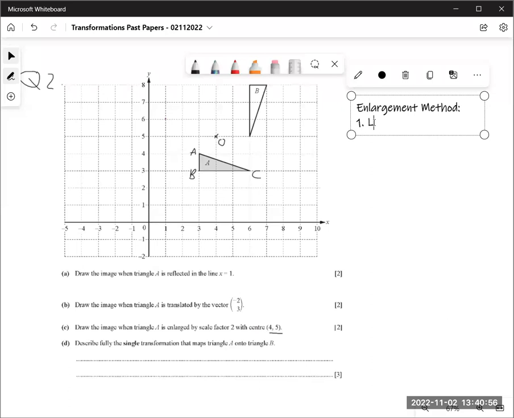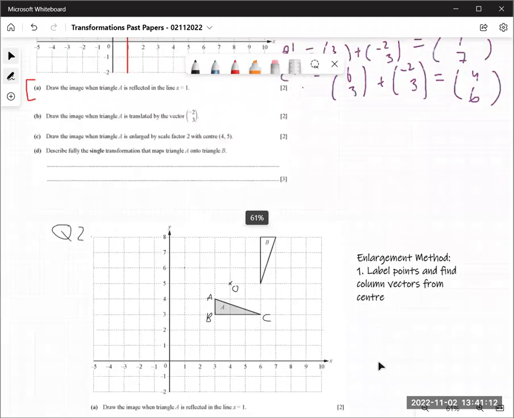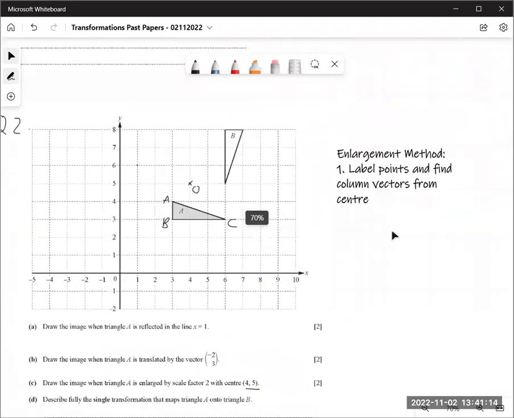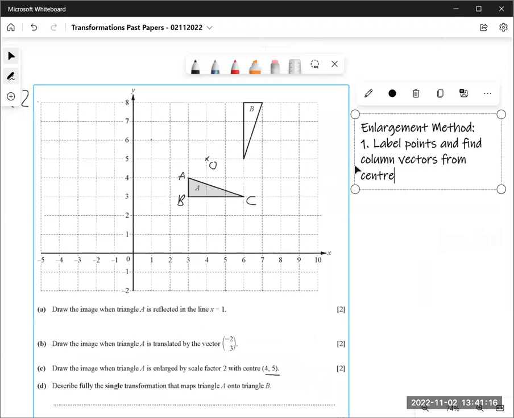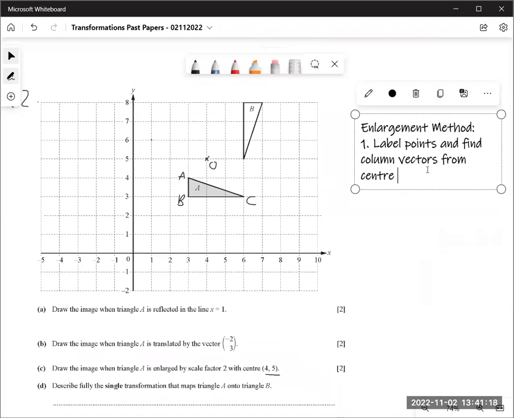First step is label points, and find the column vectors. From the origin? Not origin, center. Origin is for scale factor. Never mind. From the center of what? Center of the enlargement. Okay, now this is the method.